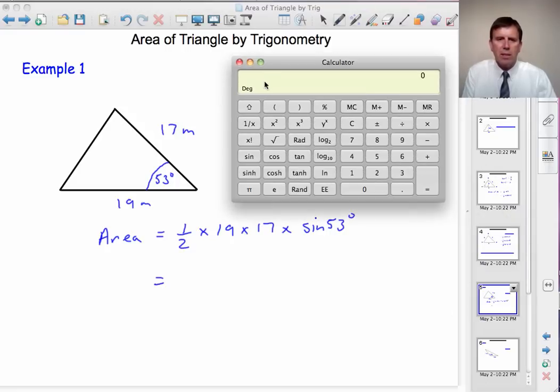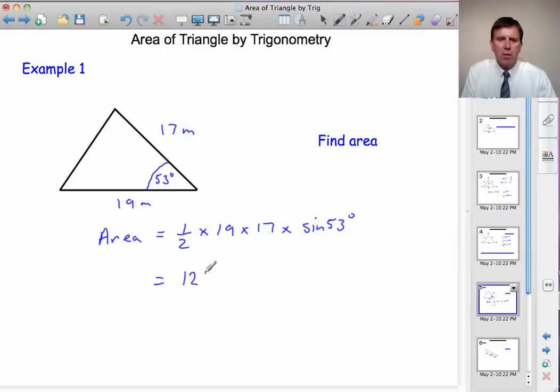So we get the calculator and we've got 1/2, which is 0.5, multiplied by 19, multiplied by 17, multiplied by sine 53. And on this calculator, I have to put the angle in before I ask for the sine. Unusual, that. And it comes to 128.98 to two decimal places. And if the sides are in metres, then the area will be in metres squared.